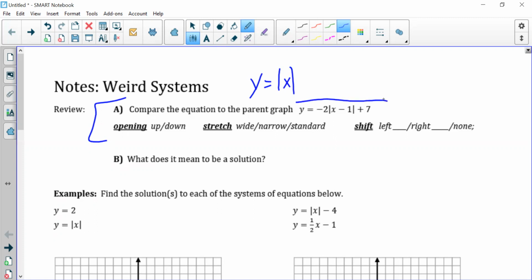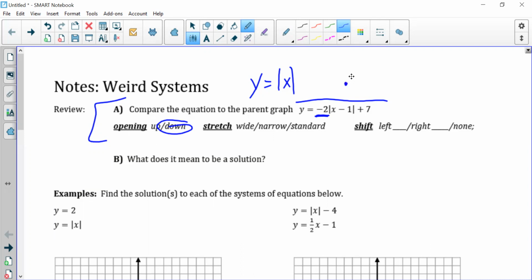Number one, is the opening of this up or down? Well, the opening is determined by the sign of our part A right here, and it's negative, which means that this is going to open down. The stretch also has to do with this A number here, and the stretch has to do with the slope of the right-hand side. So this is -2, which means we're going to open it down. But for clarity's sake of drawing it, I'm going to draw it up.